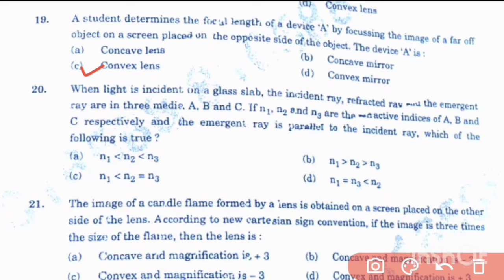Option A, N1 less than N2, N2 less than N3. Option B, N1 greater than N2, N2 greater than N3. Option C, N1 less than N2 which is equal to N3. Option D, N1 is equal to N3, N3 is less than N2. So the correct answer is option D, that is N1 is equal to N3 which is less than N2. Next question, question number 21.